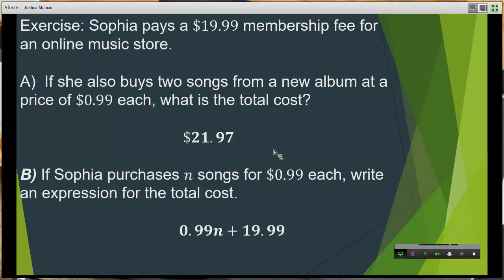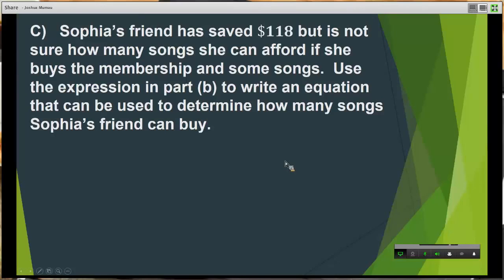Part C. Sophia's friend has saved $118 but is not sure how many songs she can afford. Use the expression in Part B to write an equation that can be used to determine how many songs Sophia's friend can buy. So we're going to use the expression and make an equation by setting the expression equal to $118. She has $118 to spend. We use the expression from the previous problem, previous part B.